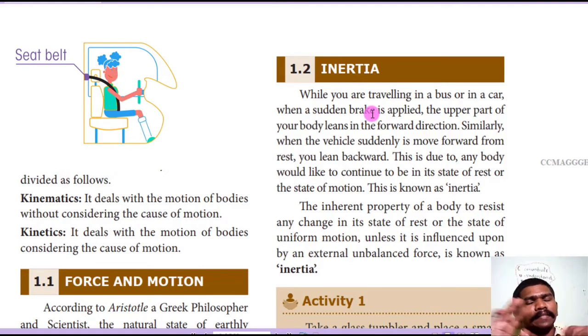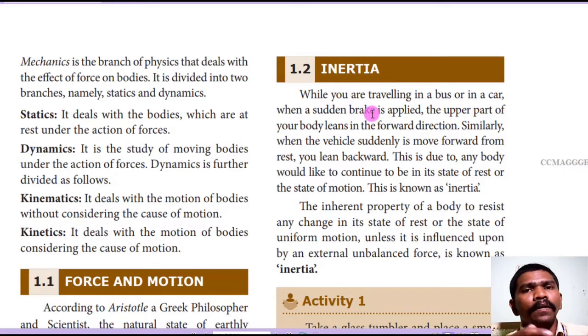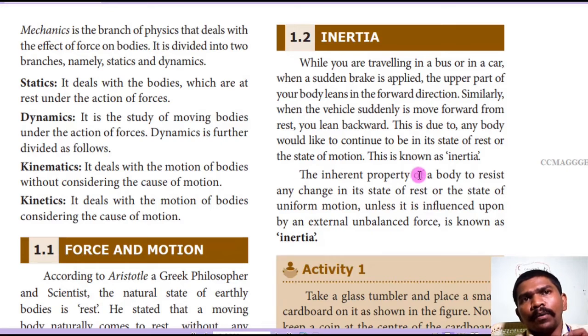When we are sitting relaxed in the bus and the bus suddenly starts, we lean back, because our body always tends to maintain its rest position. Even though an external force is applied, the body tends to maintain its previous position. That is called inertia. The inherent property of a body to resist any change in its state of rest or uniform motion, unless it is influenced by an external unbalanced force, is known as inertia.